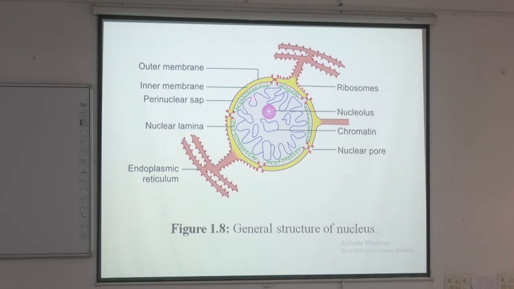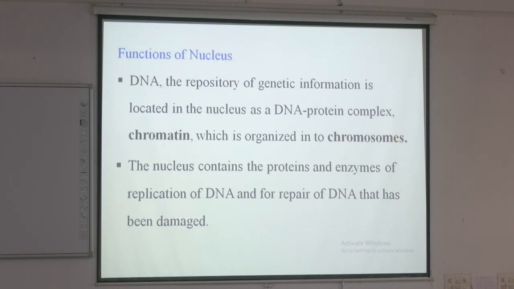So it contains chromatin, nuclear pores, and the perinuclear space. These are the general structure of the nucleus. It contains all the genetic information, that is DNA wrapped around histone proteins, and these histone proteins form chromosomes through compaction. Now the functions. If somebody asks what is the function of the nucleus, you simply say it is a repository of genetic information.